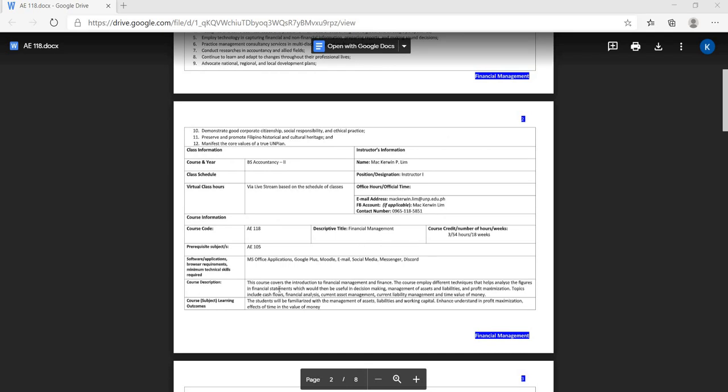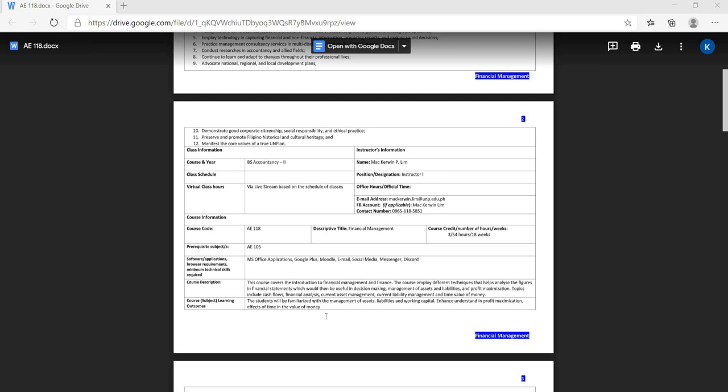So in the syllabus, you can see here the course description. This course covers the introduction to financial management and finance. The course employs different techniques that help analyze the figures in the financial statements, which should then be useful in decision making, management of assets and liabilities, and profit maximization. The topics include cash flows, financial analysis, current asset management, current liability management, and time value of money.